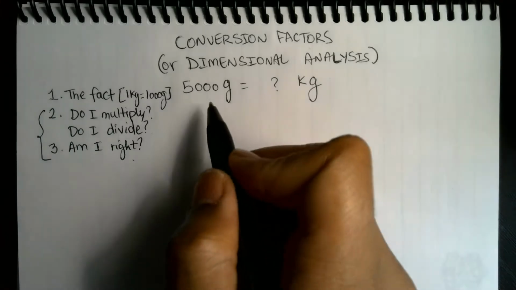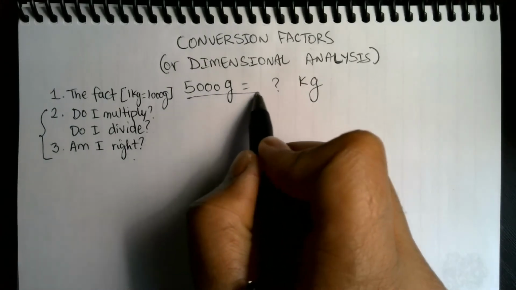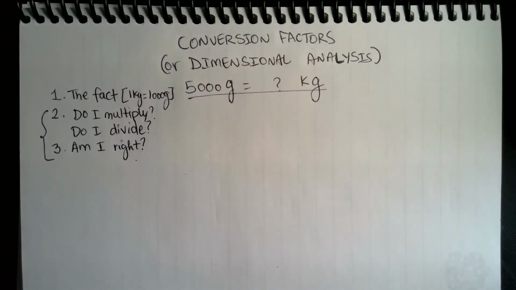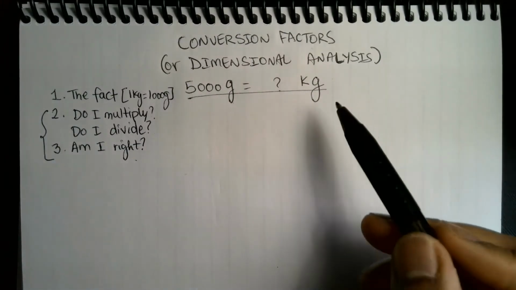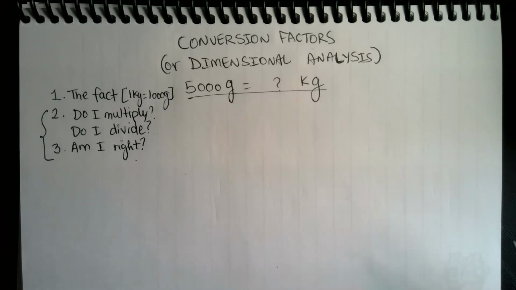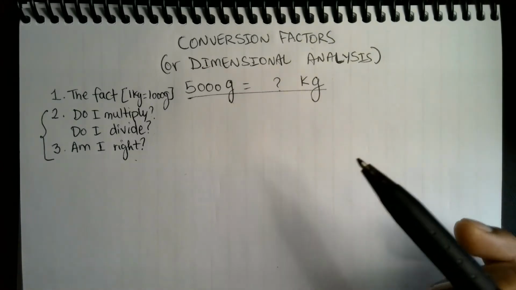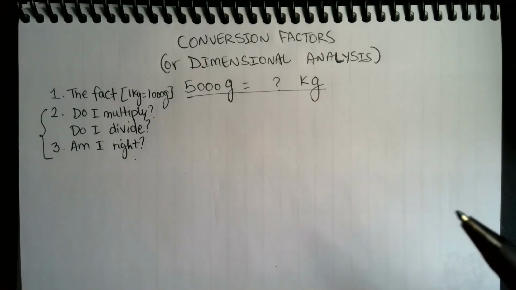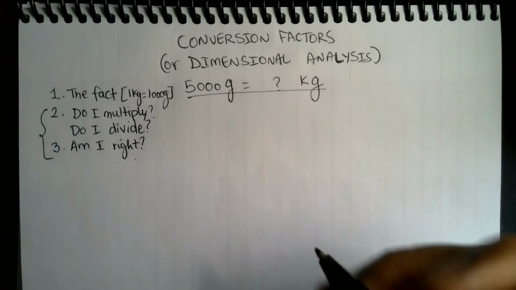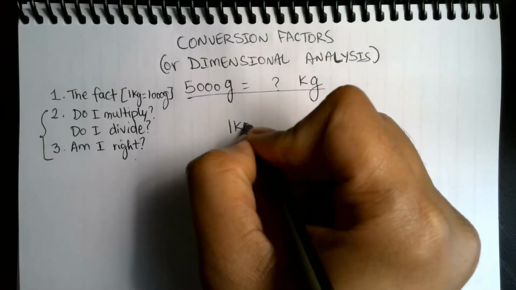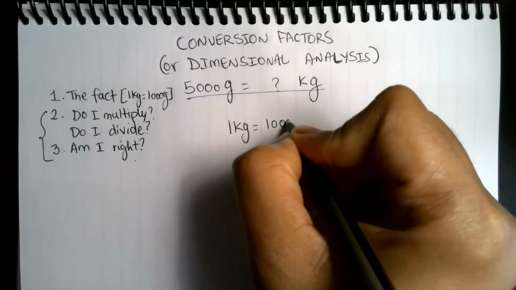Okay, so we're going to try to solve this problem using conversion factors. Before we do that, we need to set up our conversion factors. Now this setting up, I'm doing it just for right now, so you know the method behind it. You won't have to do all this work every time. Okay, so here's how we begin. We begin with the fact, which is 1 kilogram equals 1,000 grams.